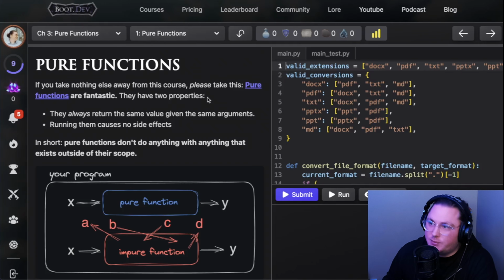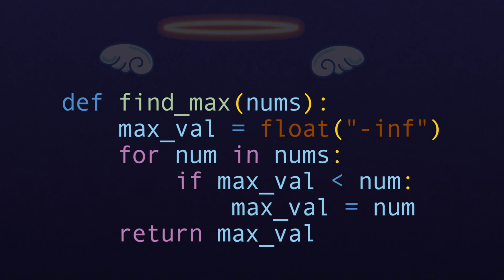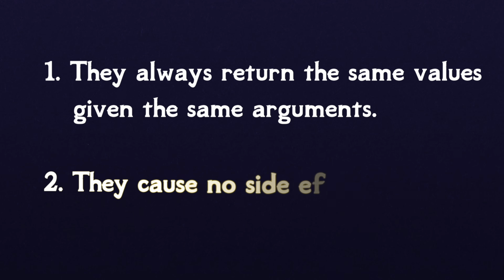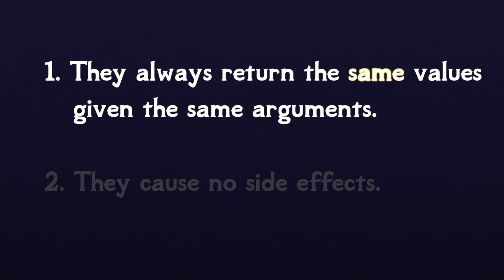Chapter 3, lesson 1. Pure functions are almost always a good idea, just like using tabs for indentation. And pure functions have 2 properties that make them pure. They always return the same values, given the same arguments, and they cause no side effects. Let's look at the first point.